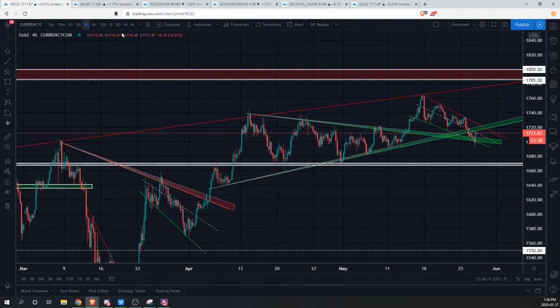Silver, similar type of structure. Check out the video if you want to know more, but I definitely am still bullish gold and silver. Happy that you were able to get some gains.